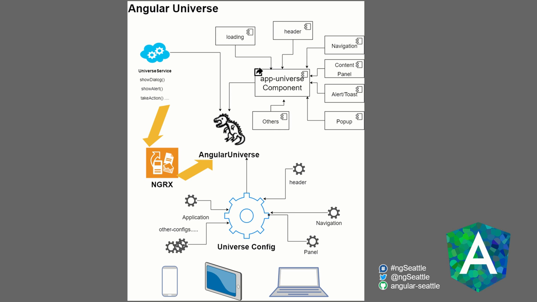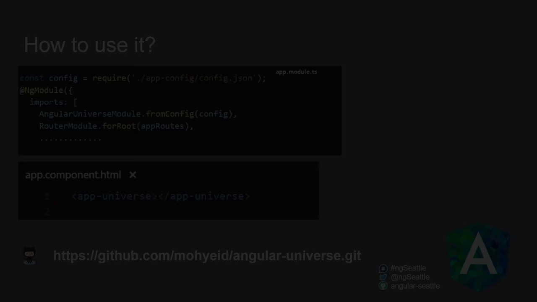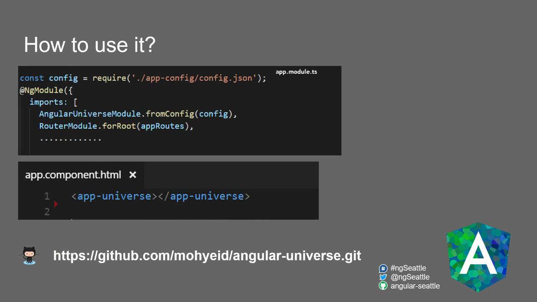It's the dinosaur over here that has all the common functionalities that any application will have. If you want to build a new website, why do you have to create the navigation every time? Why do you need to build the header every time, when you can just control all this through JSON? All you have to do to build your application is import your module over here. I import the configuration file, config.json, and tell it the Angular Universe module from config.